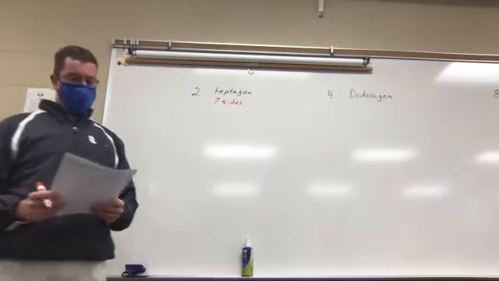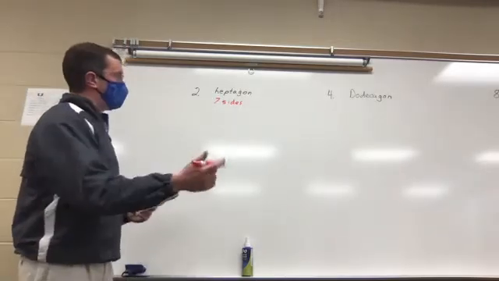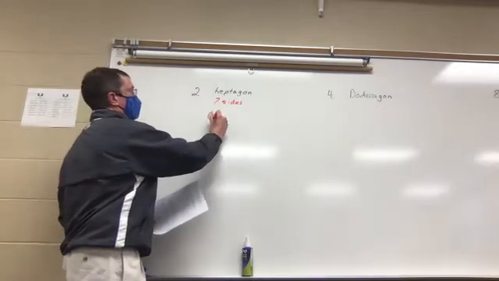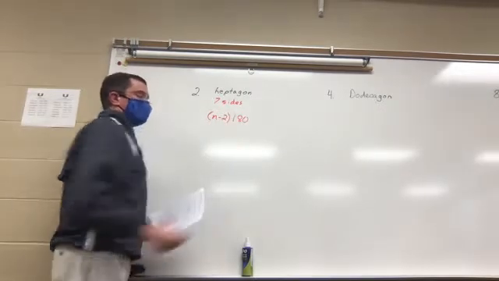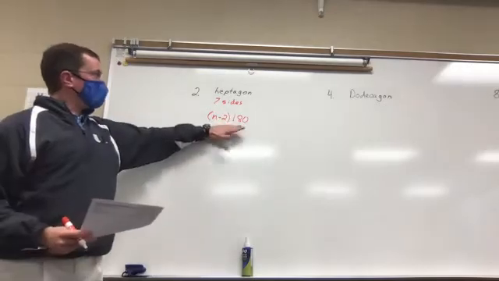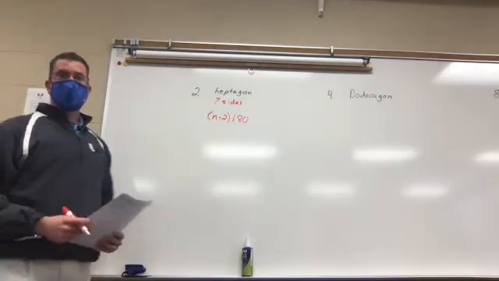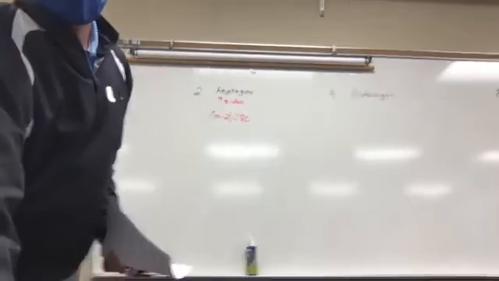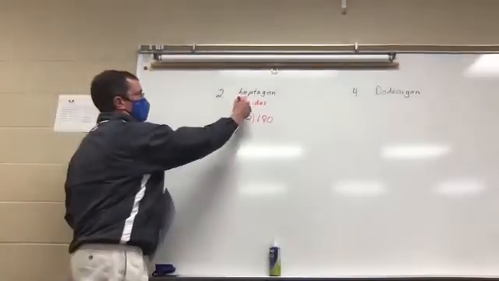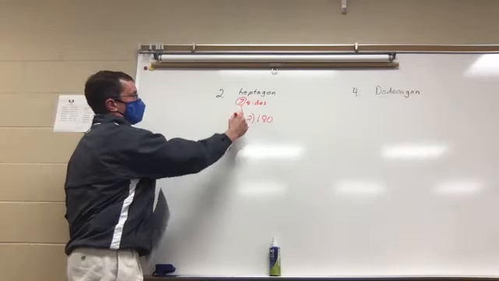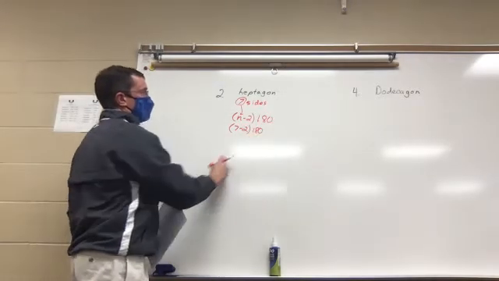So 7-sided figure. And then as soon as you see the words the measures or the sum of the interior angles, we're going to use the formula n minus 2 times 180. So when you see interior angles, think of this formula. We'll talk about exterior angles in just a second here. And now it's just a matter of taking the number of sides and putting it in for n. 7 is going to go in for n, so we have 7 minus 2 times 180.